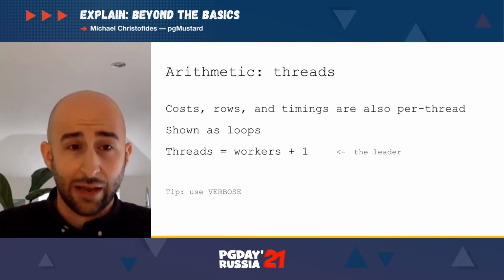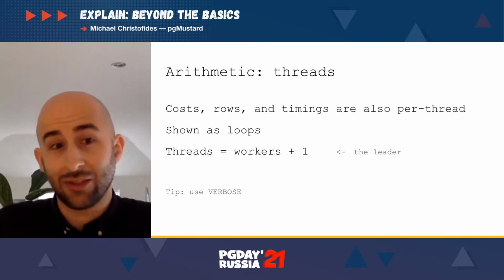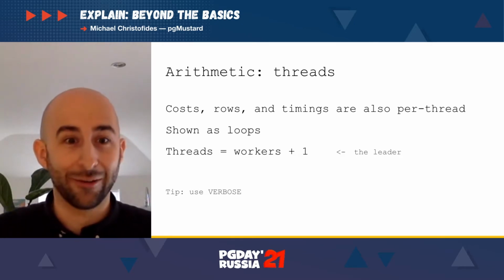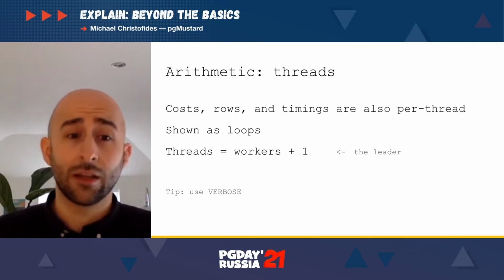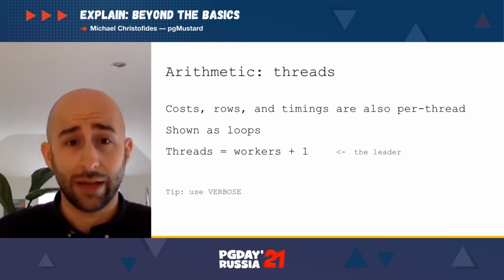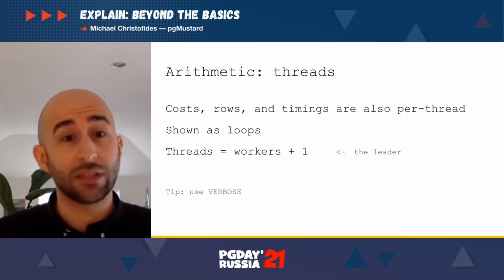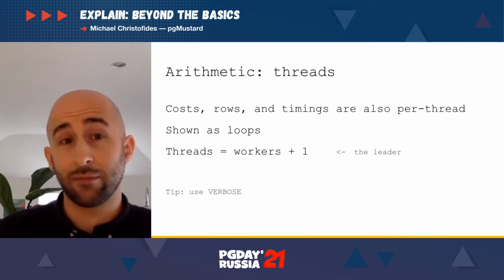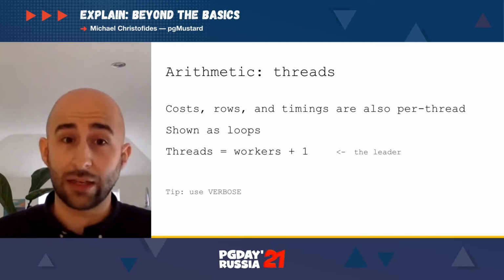That's a parameter. I tend to recommend using quite a lot of parameters for explain. The buffers one is particularly useful, but verbose is useful when you're looking at threads specifically, as well as a few other things.